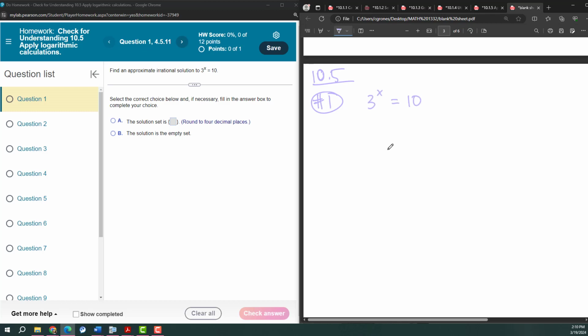Okay, so we are going to use our log to find a solution. So I'm going to put log for both of these. So we have log times 3 to the power of x equals log times 10. So remember our exponent over here, I can bring it to the front. So I have x times log times 3 equals log times 10.